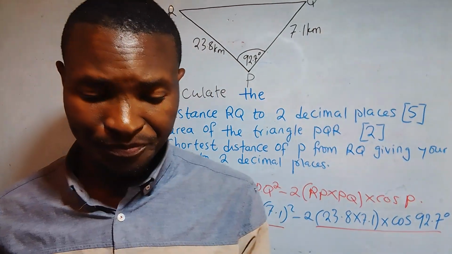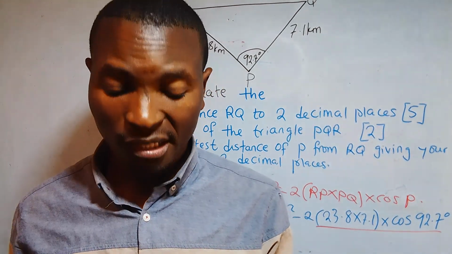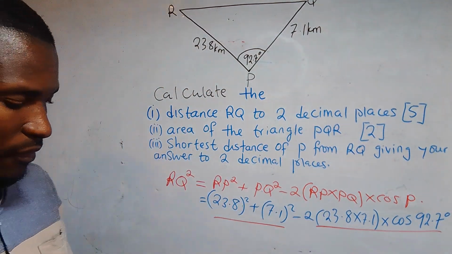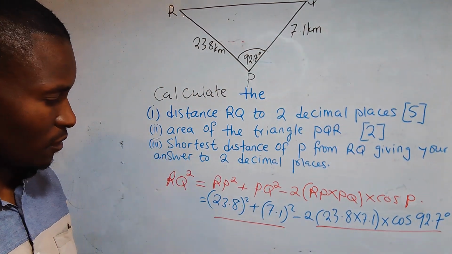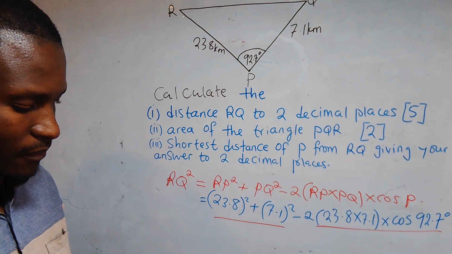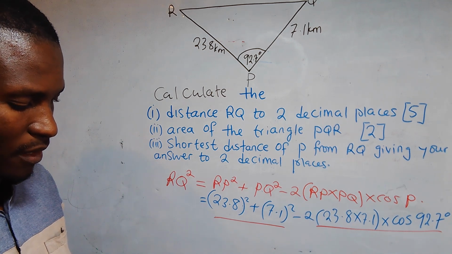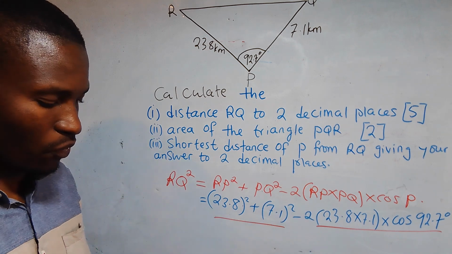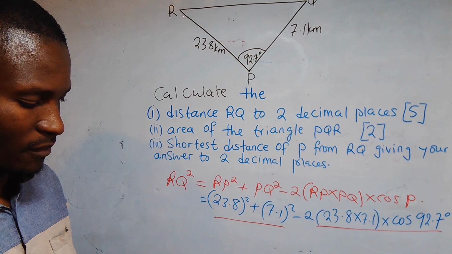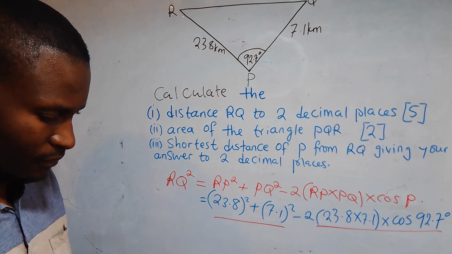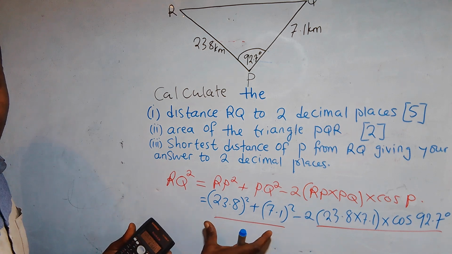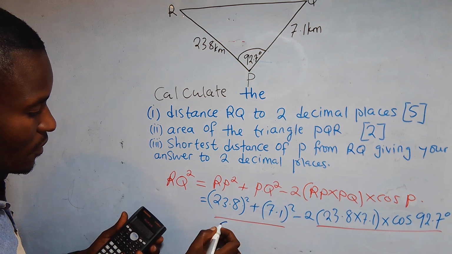Okay, so now we can punch using the calculator. So we have 23.8 squared plus 7.1 squared. Okay, so once we punch this, we're going to actually get 6.